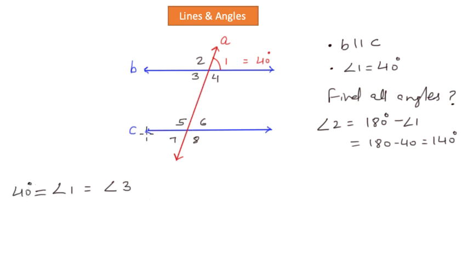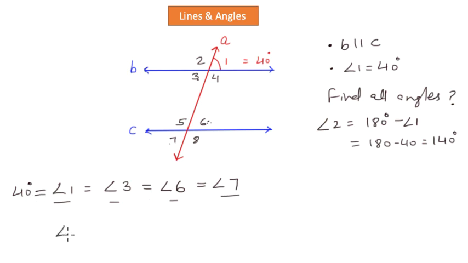Then the line C is parallel to line B. That means 6 is equal to 3 because alternate interior angles are equal, right? 3 and 6 are alternate interiors, right? That means 3 is also equal to 6. Okay, now come back to the intersection of line A with line C. 6 should be equal to 7. These are vertically opposite angles. Okay, so we got four angles resolved right now. 1, 3, 6, 7. All of them are equal to 40.